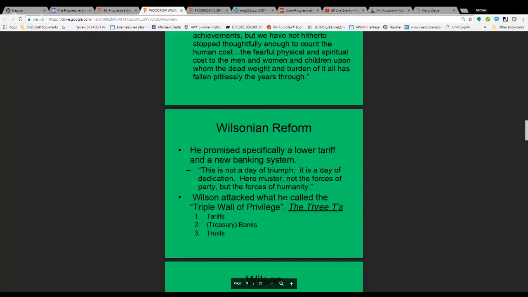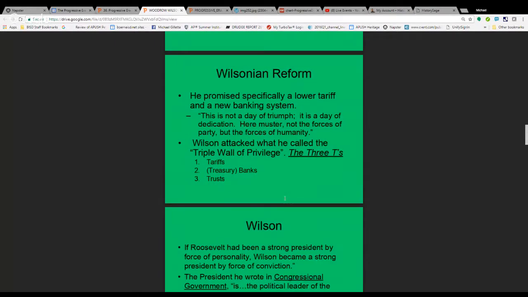So let's see, okay, right here. Wilson's progressive reforms were rooted in what we call the triple wall of privilege, the 3 T's: tariffs, treasury reform, and trusts. All 3 presidents are really deeply engaged in trust busting. Taft demonstrated the most vigor when it came to this. However, Wilson, being a Democrat, has a different agenda. He's going to address issues that many of these Republicans don't. And so the first one's going to be tariff reform.